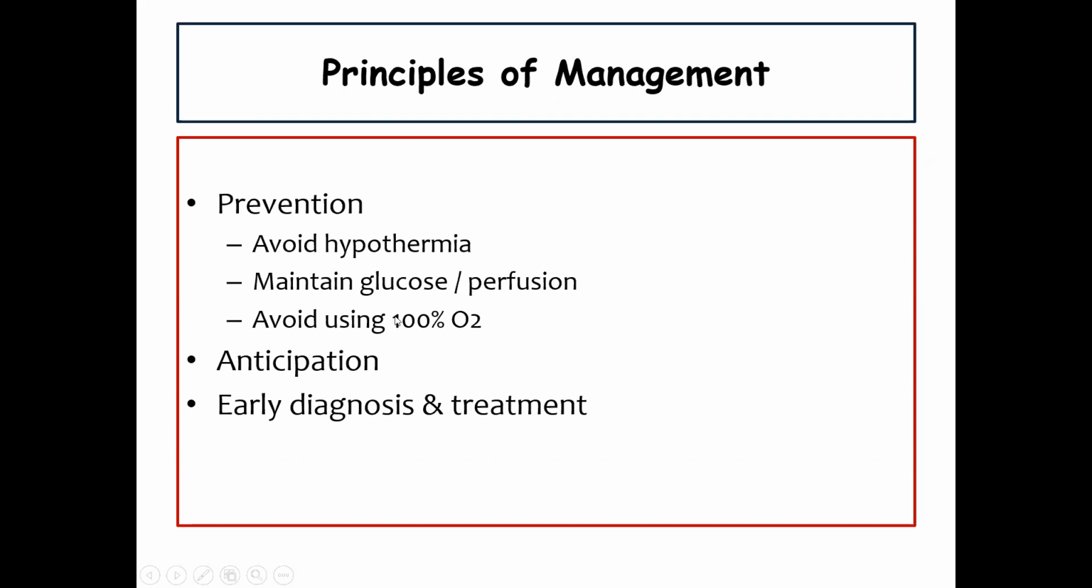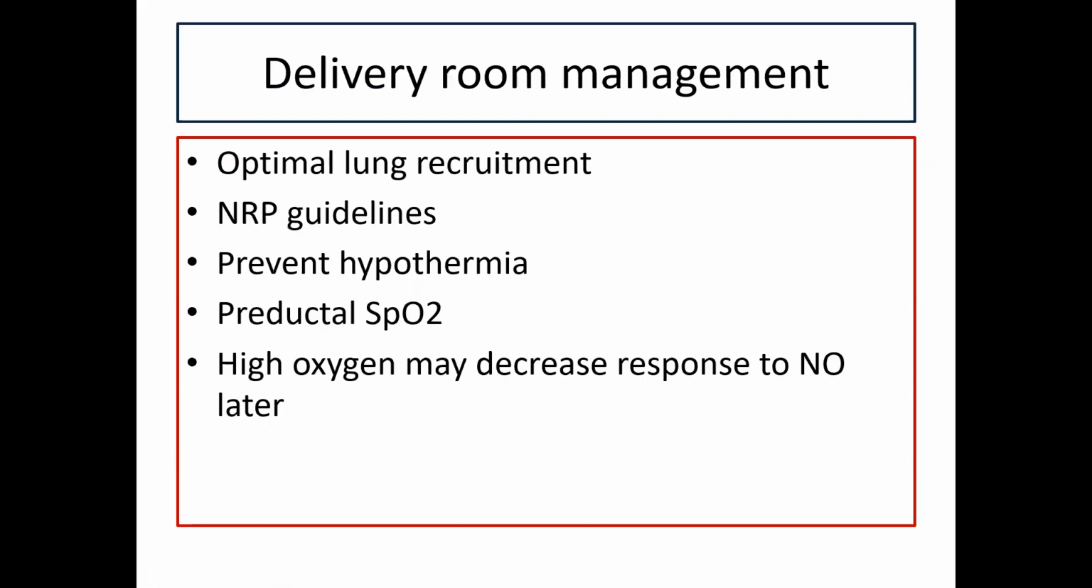Of course, early diagnosis and referral can save a lot of lives and can save a lot of time delay in the initiation of appropriate therapy. Coming to the delivery room management, when one anticipates that there could be PPHN, particularly in a case of CDH, what does one do? You work around optimally recruiting the lung by using optimal delivery room PEEP with a T-piece resuscitator wherever appropriate.